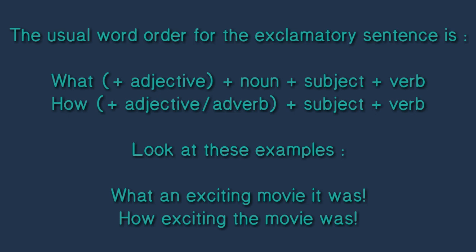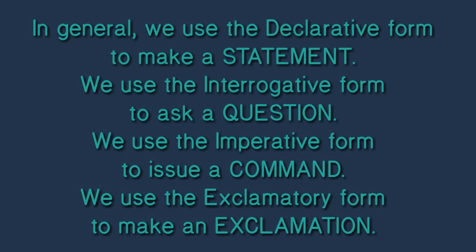So usually the word order for an exclamatory sentence is what plus adjective plus noun plus subject plus verb, or how plus adjective or adverb plus subject plus verb. In general, we use the declarative form to make a statement, or to make assertive sentences. Then we use the interrogative form to ask a question. So in order to create a question, we can use the interrogative form.